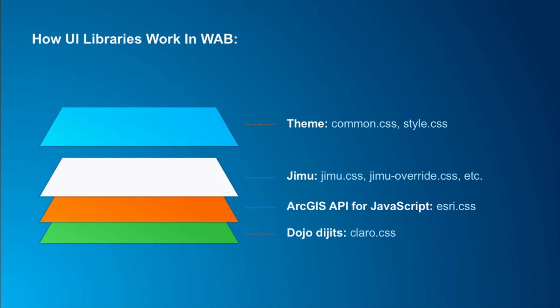And on top of all this, we have the theme. And within the theme, we have basically two CSS files. One is called common.css, and the other is called style.css. These two files are responsible for defining the look and feel of your theme. And it should be able to overwrite the styles from these bottom three frameworks as needed.